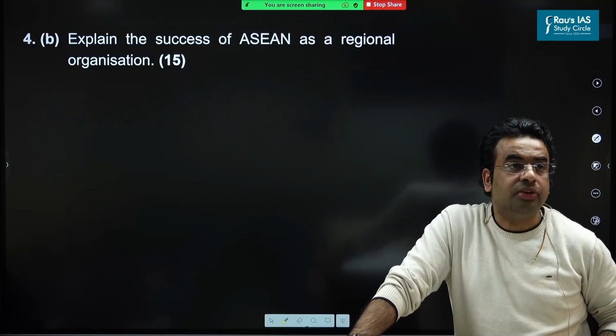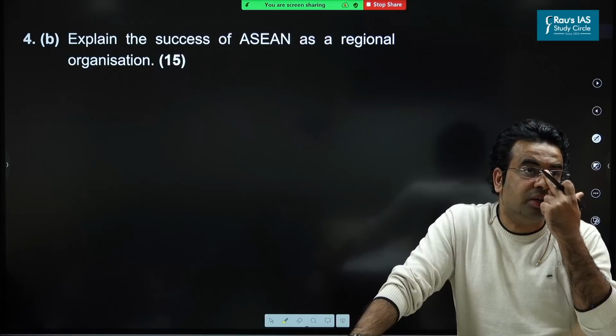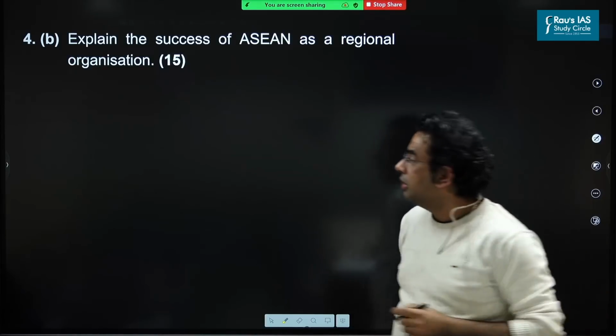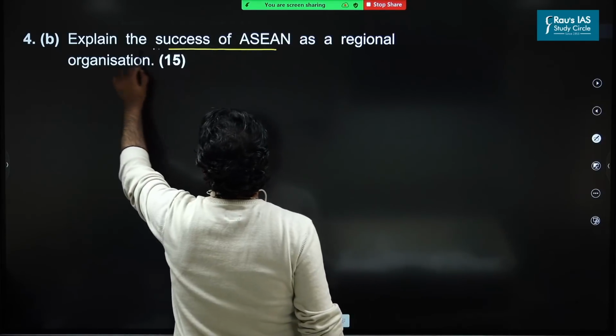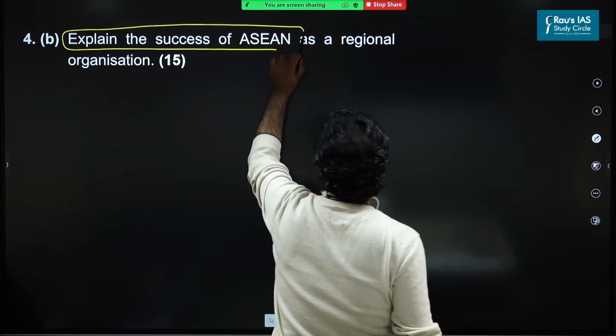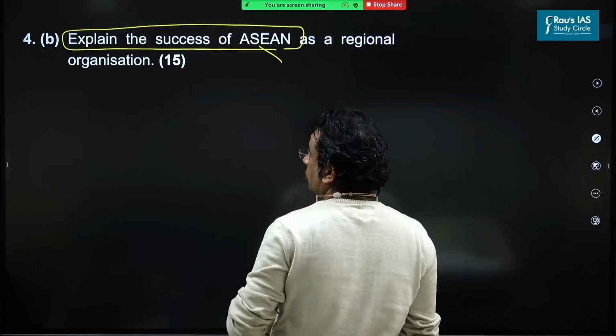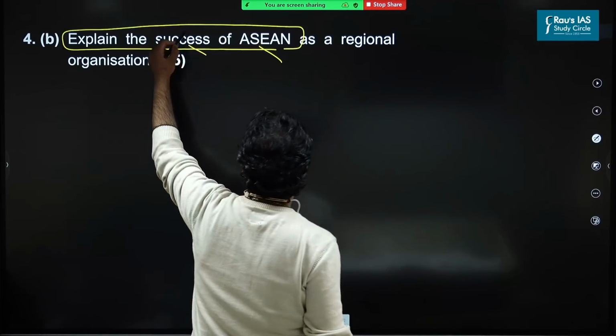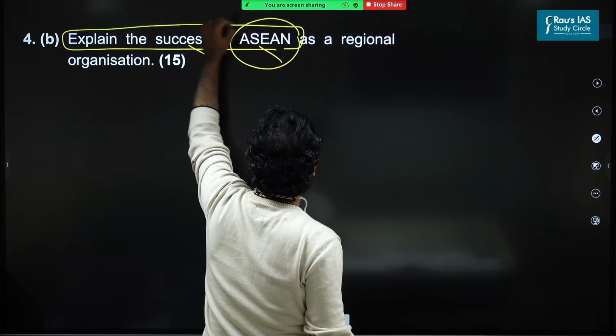Then explain the success of ASEAN as a regional organization. Here we have to explain what the success of ASEAN is. Why is ASEAN successful? ASEAN was formed on the lines of EU.